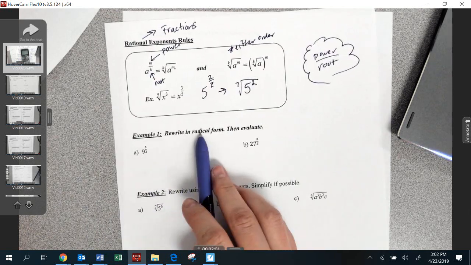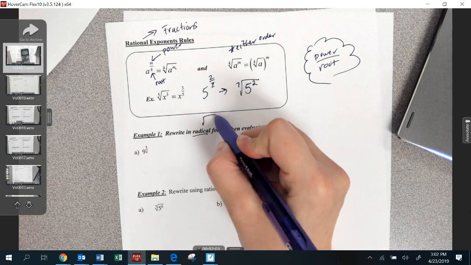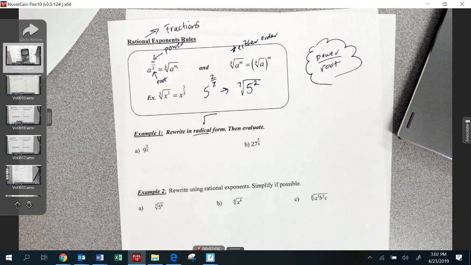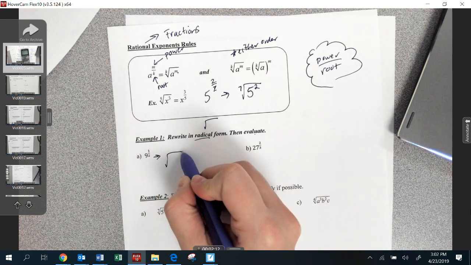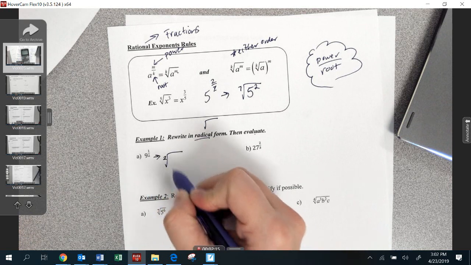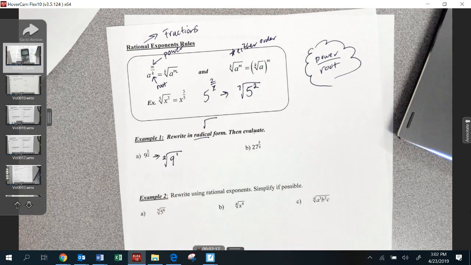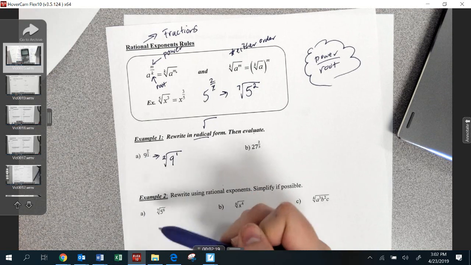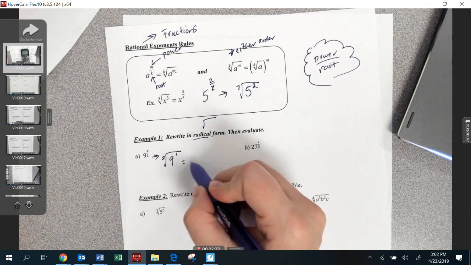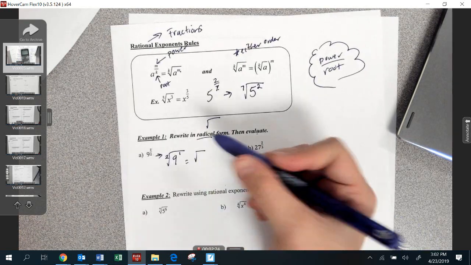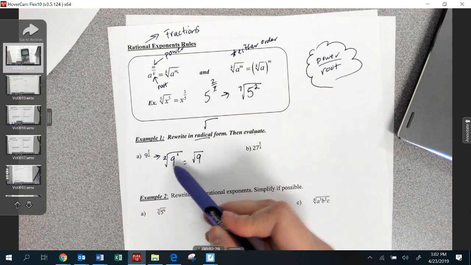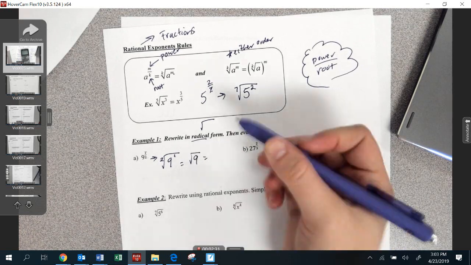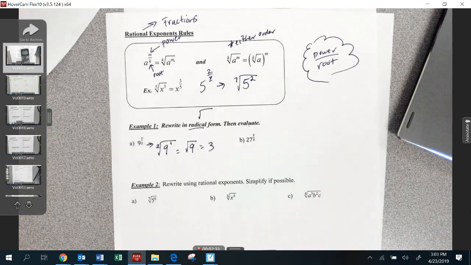Okay, so this first example says we're supposed to rewrite it in radical form. So my answer should have a radical, then evaluate, and then my answer will just be a number. So if I rewrite this 9 to the 1/2, this would turn into the square root of 9 to the 1st. This is my power, this is my root. Well, when we write a square root, we don't write the 2, we just leave that off. It's just understood to be a square root. And similarly, 9 to the 1st is just 9. We can evaluate this down and just get the integer 3.